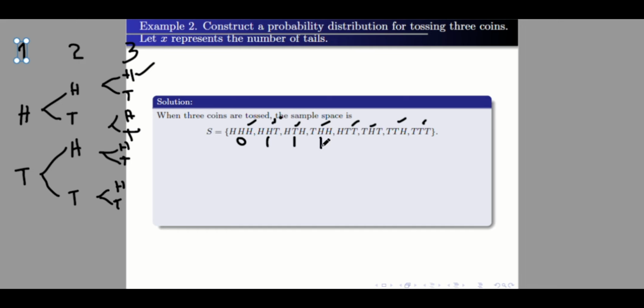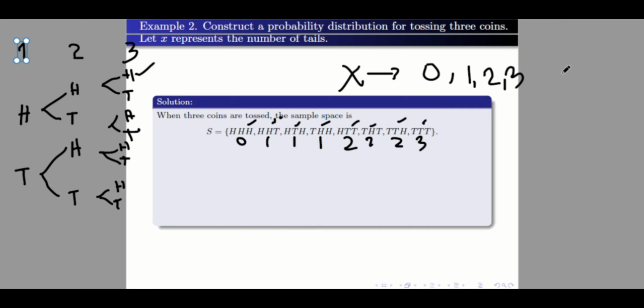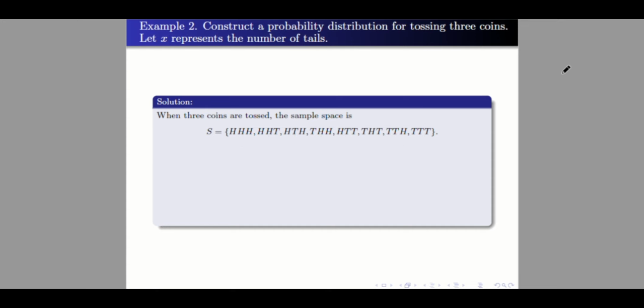This has only one tail. This is 2 tails. So we have 2 tails, and we have 3 tails. Therefore, we can assign our x variable as 0, 1, 2, or 3. Okay, so 0, 1, 2, or 3.